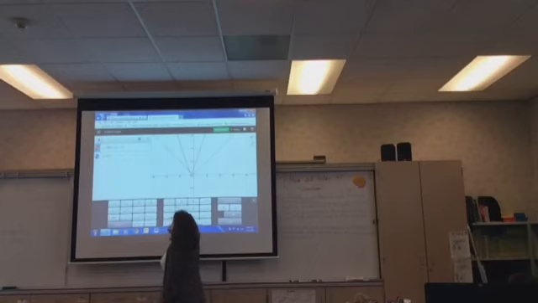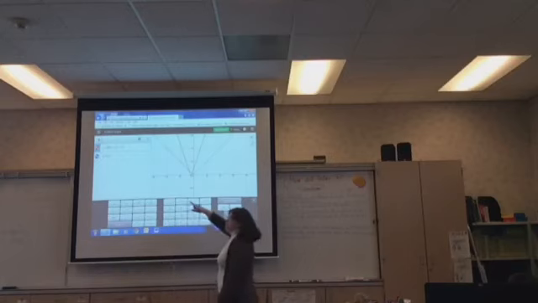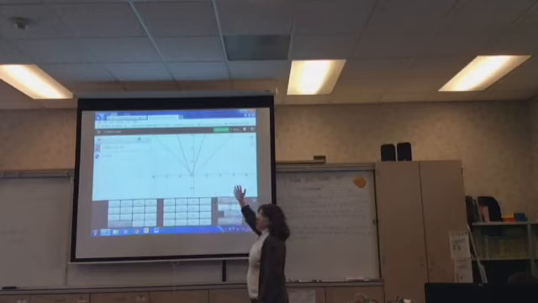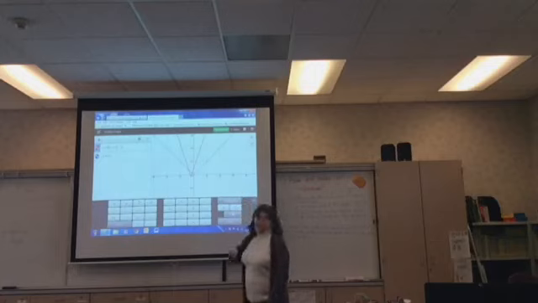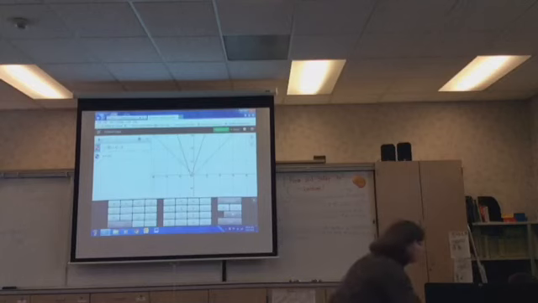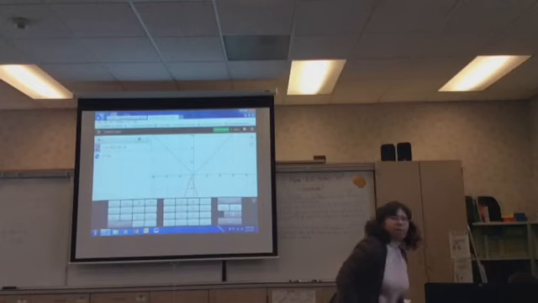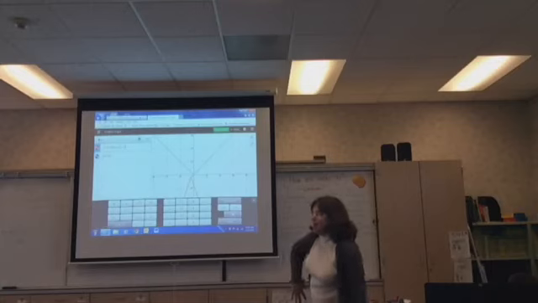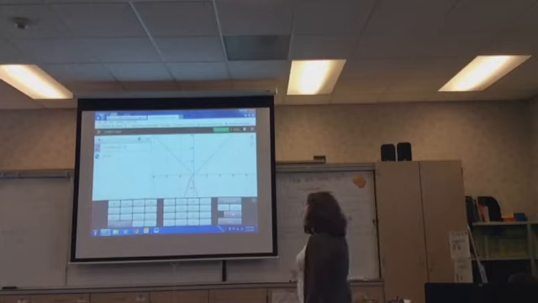Exactly. Okay, and then if I made that a -3, what would it do to it? And if I put a negative in front of the 3, what did it do? It flipped it upside down, didn't it? Okay. So those are the things that we need to do.